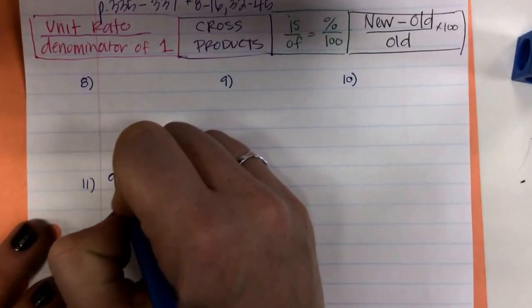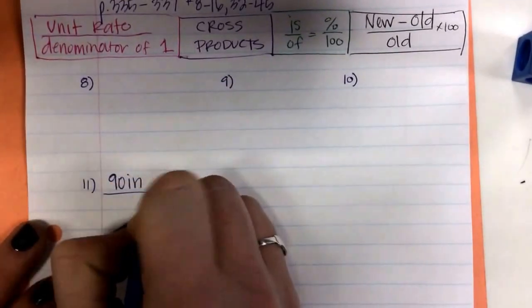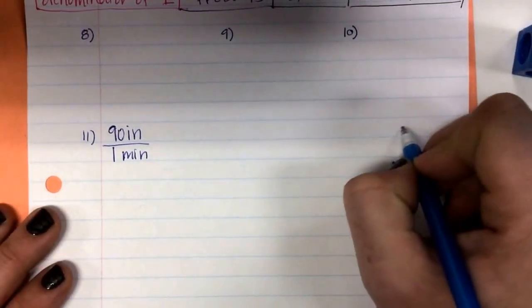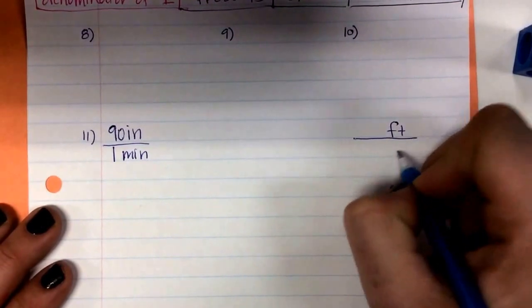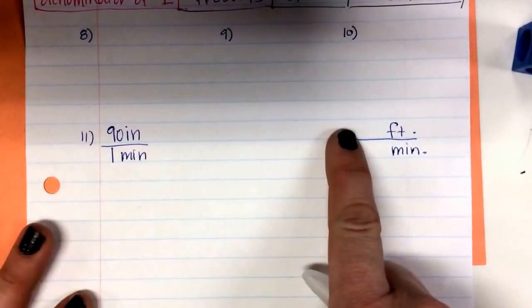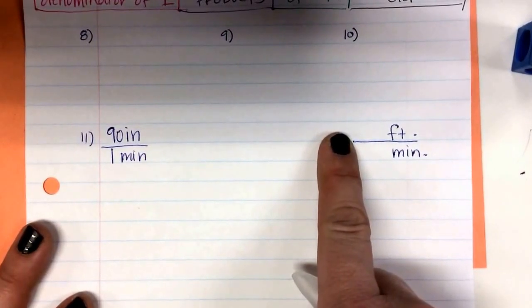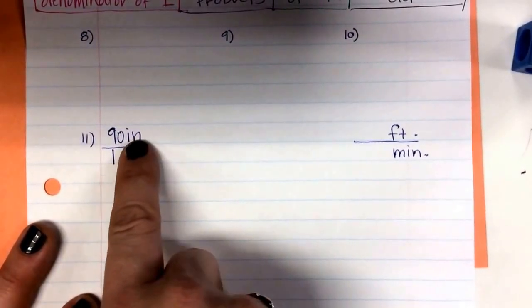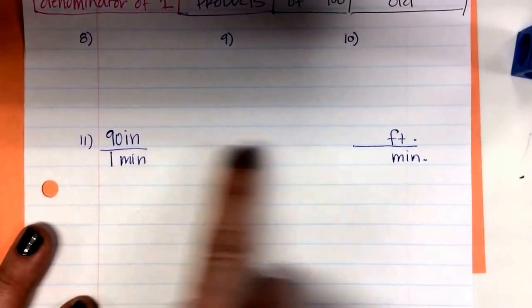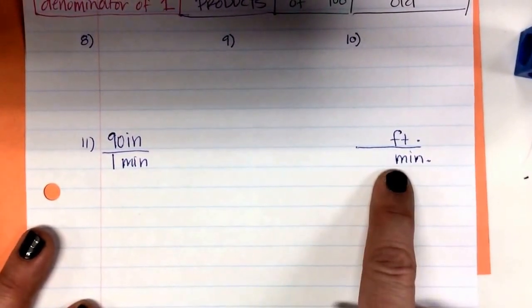Number 11. All right, so we have 90 inches in 1 minute. And I want to convert that to feet per minute. Remember, we leave this big space so we can put info in. All right, my numerator label, inches to feet. I need to change it. My denominator label is minutes to minutes. Does that change? No.